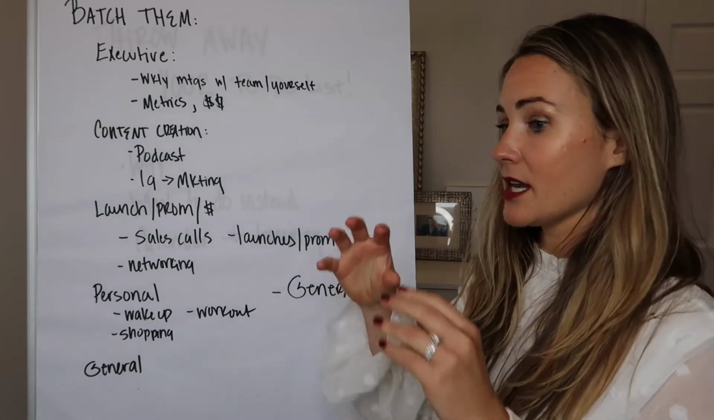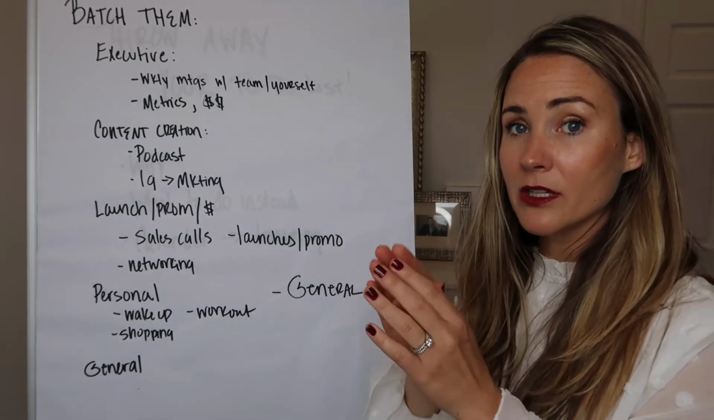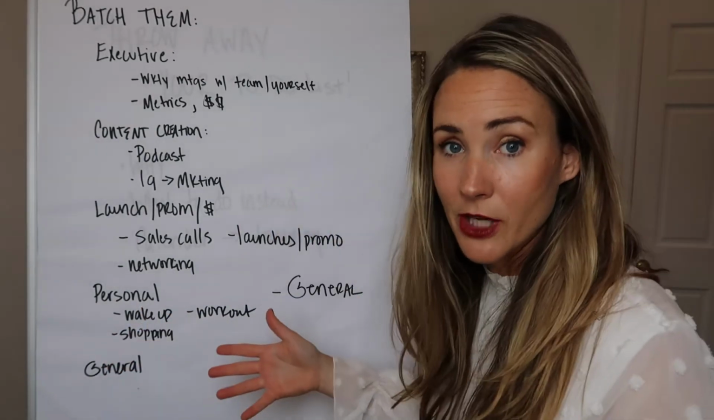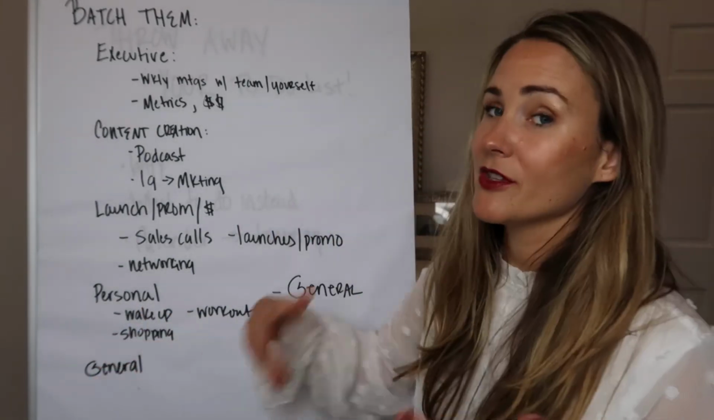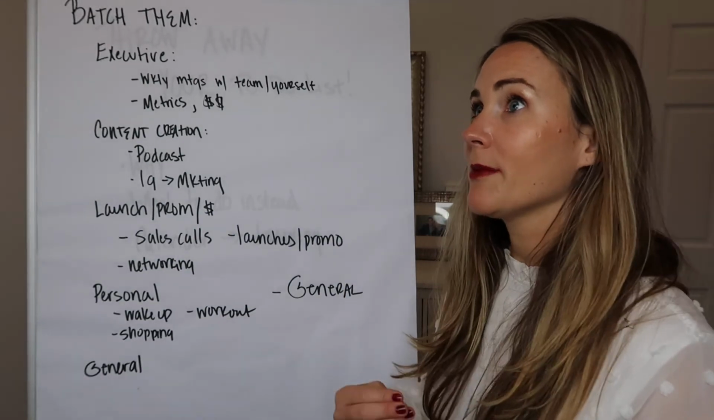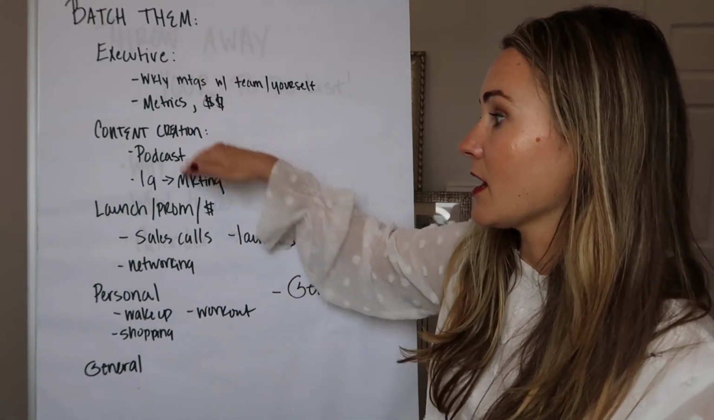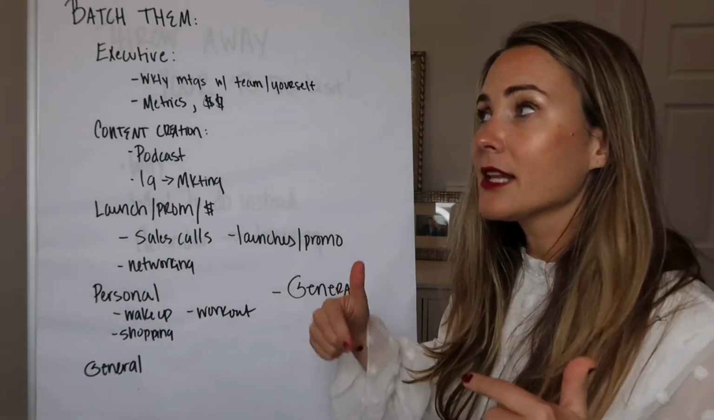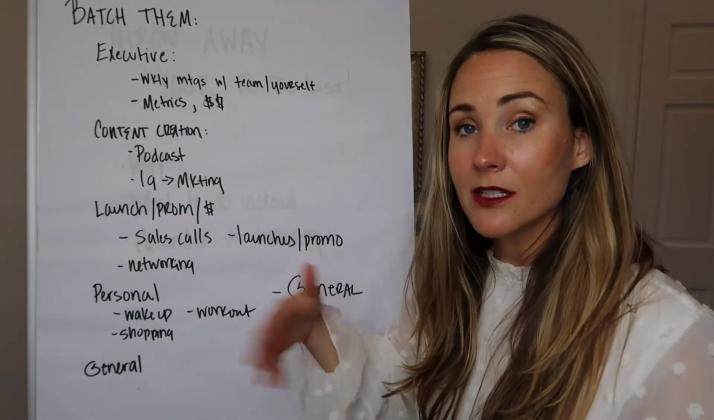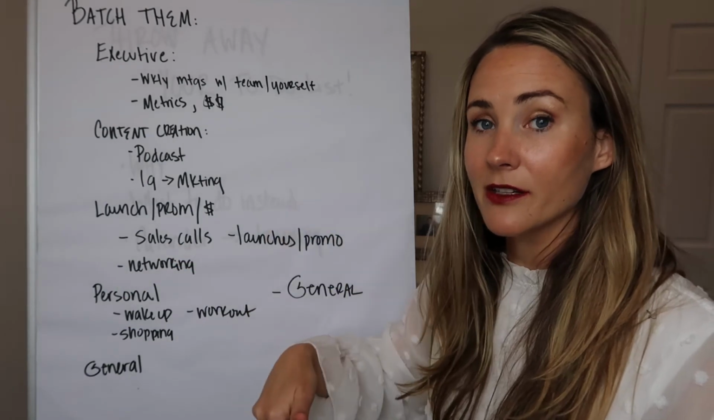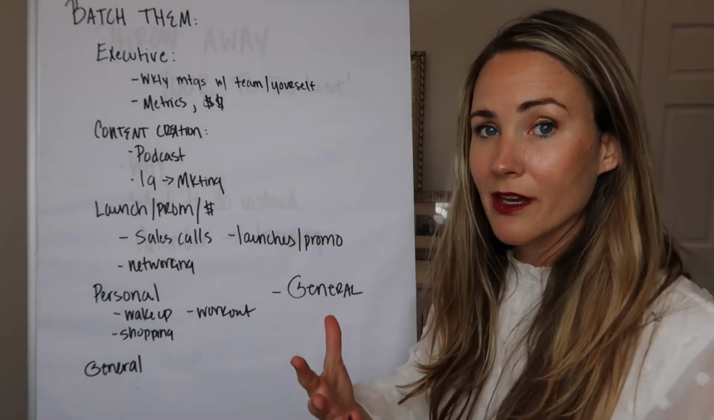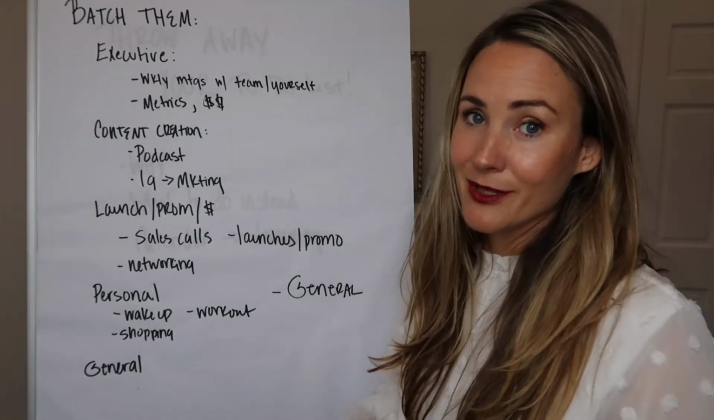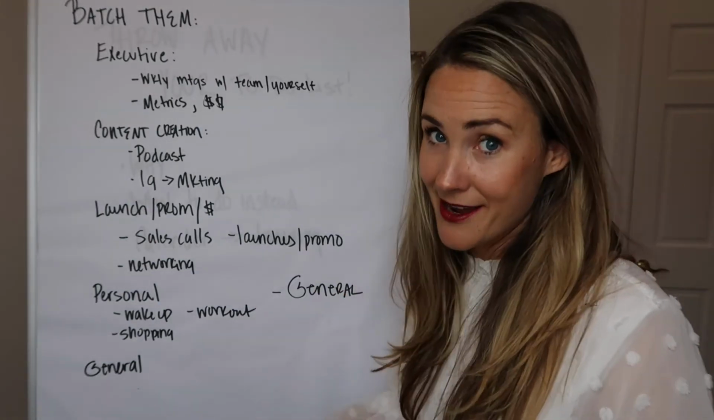So the goal is to take every activity that's on your calendar and really assign it to a bucket. And then also just a simple general, right? But the idea is that when you have this general calendar, you really want to think about how can I put it into executive, content creation, launch, promo, or personal. And then again, the purpose of this is to start to become even more aware of the things that are coming on your calendar, because when you create that awareness, you can make better informed decisions about how you are spending your time, okay?